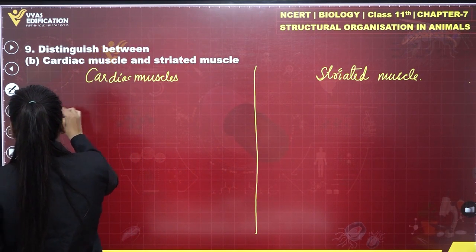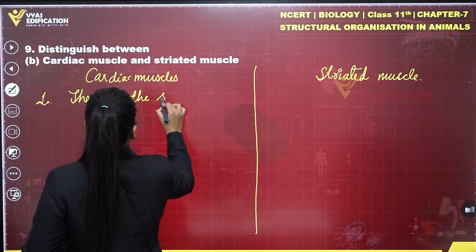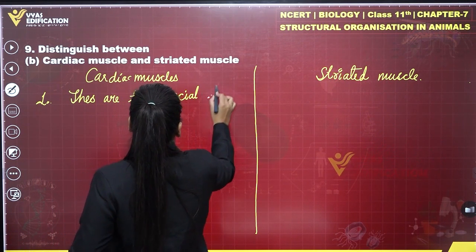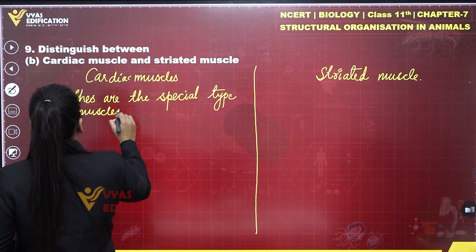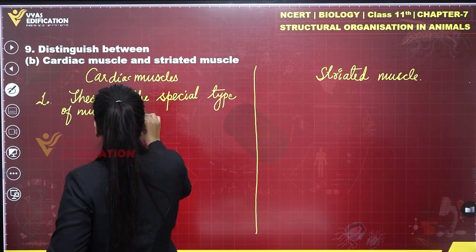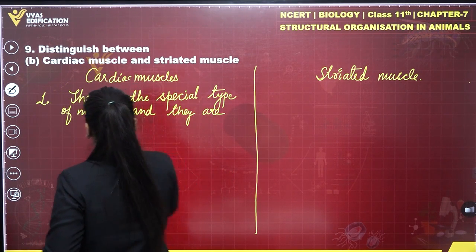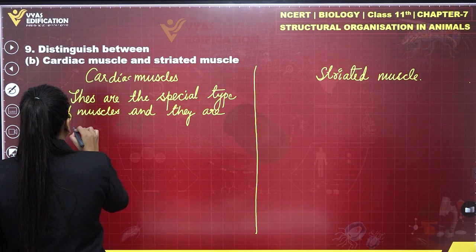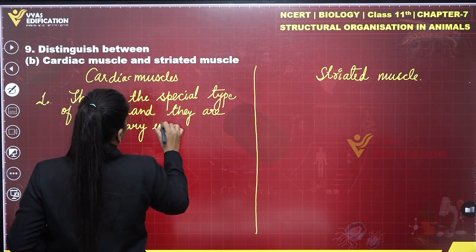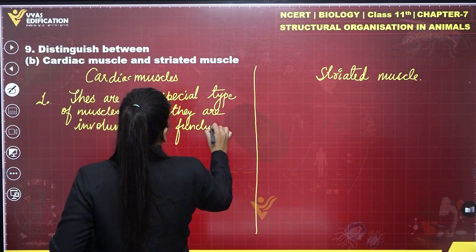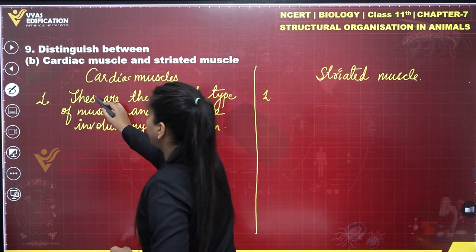The first point of cardiac muscle would be: these are a special type of muscles, and they are involuntary in function.